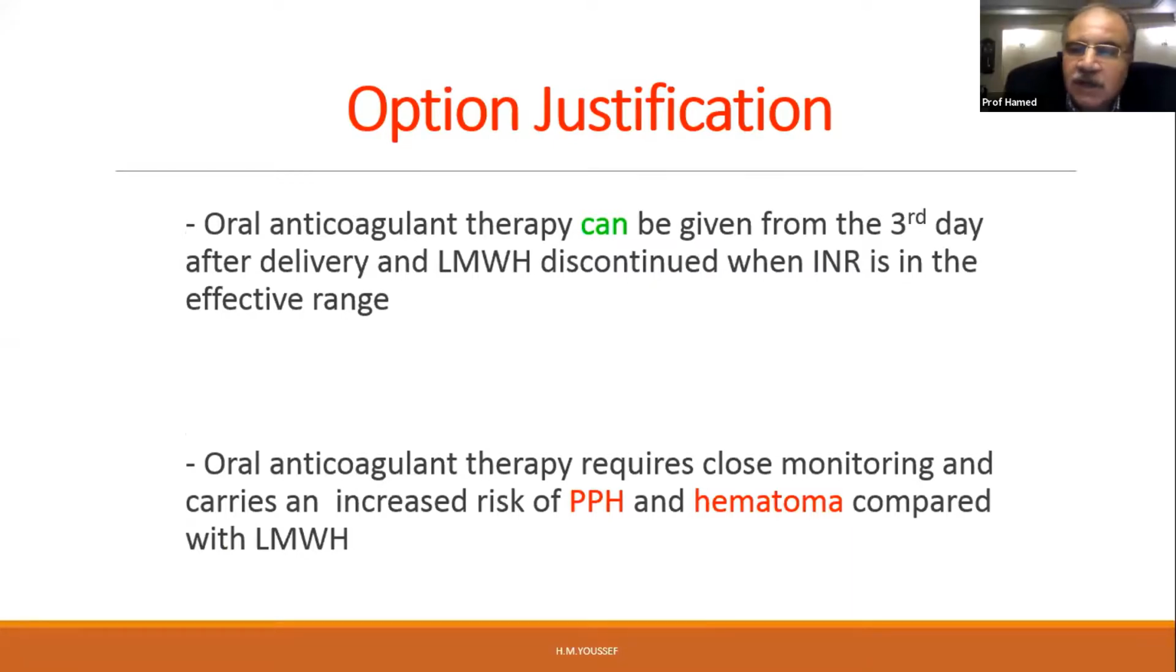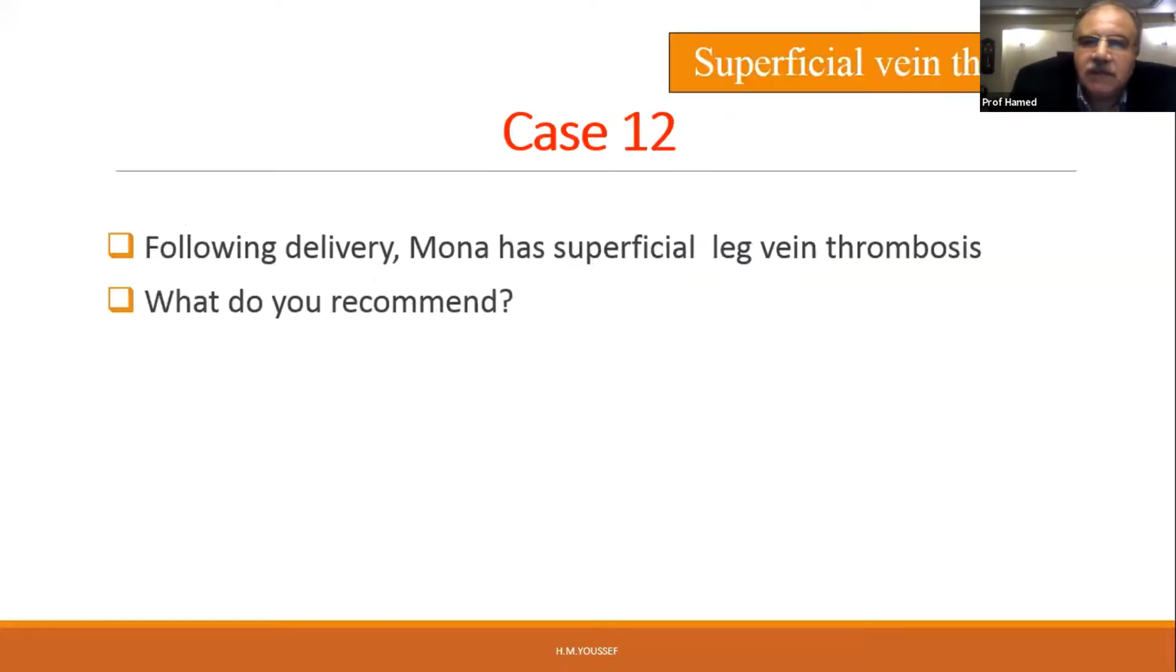Oral anticoagulant therapy requires close monitoring because it's more associated with postpartum hemorrhage and hematoma. It's very important to tell your patient that if you shift the patient from low molecular heparin to oral, there is a slight risk of increasing the possibility of occurrence of postpartum hemorrhage and hematoma.